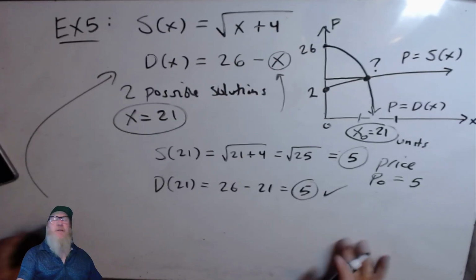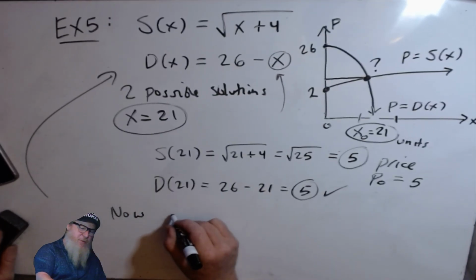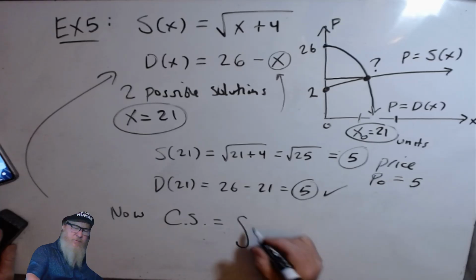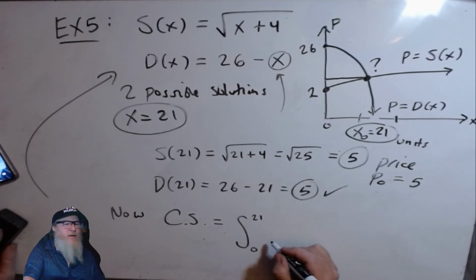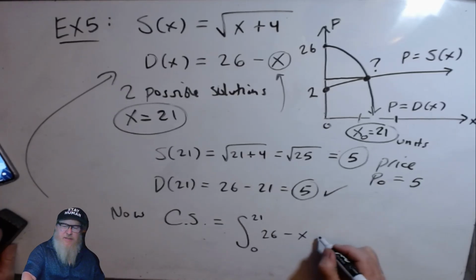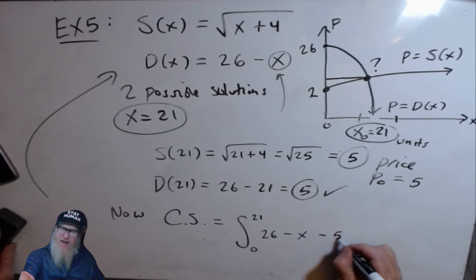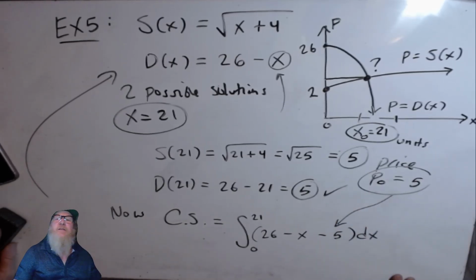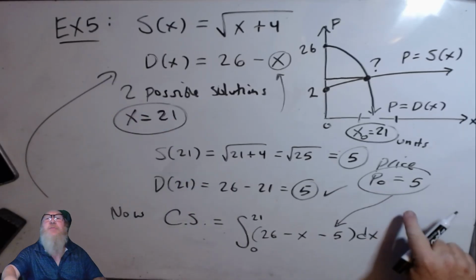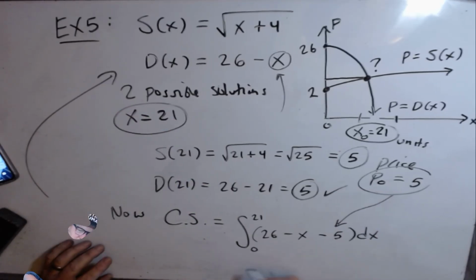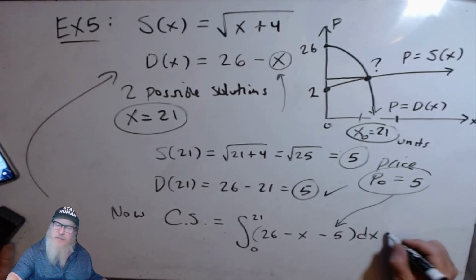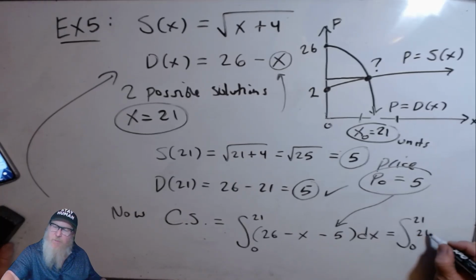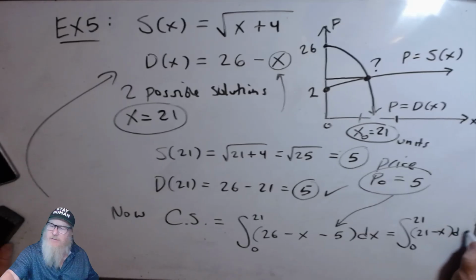So there you go. And now you can find the consumer surplus. Integral from 0 to 21 of 26 minus x minus 5. Right? Consumer surplus, you take the demand and you subtract the equilibrium price. So that would be the integral from 0 to 21 of 21 minus x.